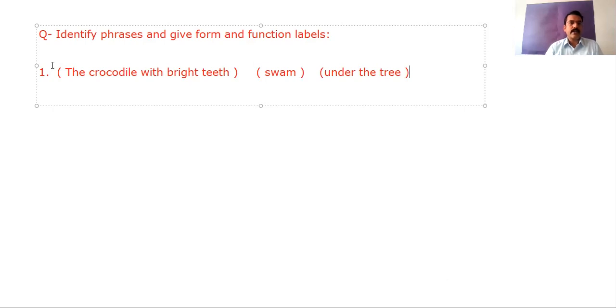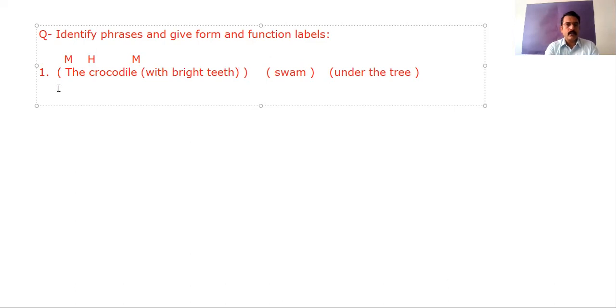So first stage is to identify the head in this particular phrase. So head in this phrase is crocodile. Let us give the formal and functional label. So begin with functional labels first. The is modifier, crocodile is head, and with bright teeth is modifier. So with bright teeth is a phrase within phrase. It's a PP. With is preposition and bright teeth is an NP.